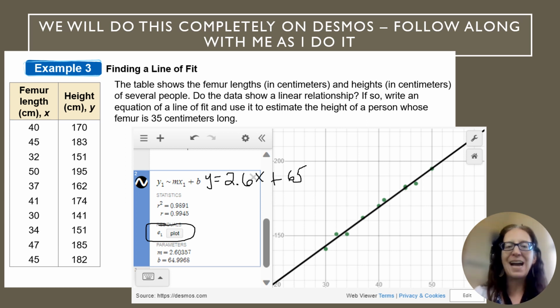And then it does ask us to do something. There's a practice problem coming up, and you've got to answer the question, and I'm not going to require you to do that. I just want a screenshot of you doing the regression on Desmos. It says estimate the height of a person whose femur is 37 centimeters long. Well, femur length was the x value, so that means we're going to take that 35 and plug it in for the x.